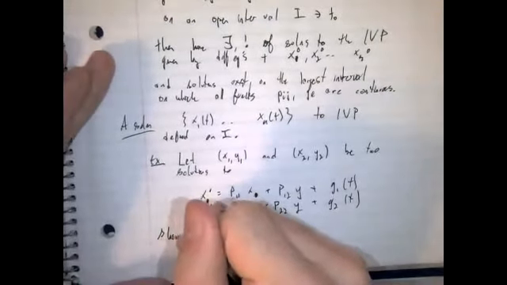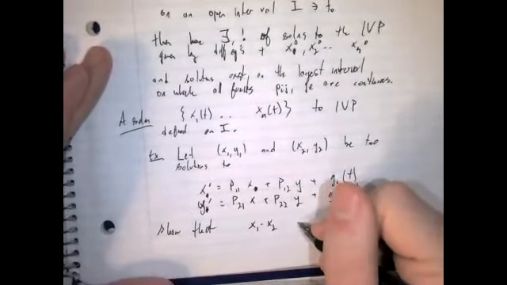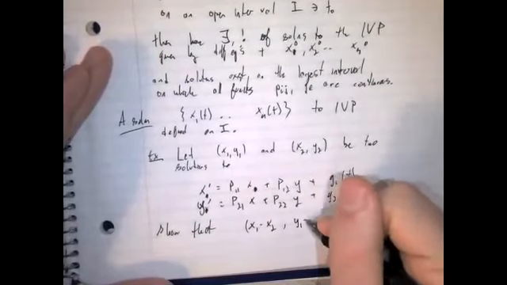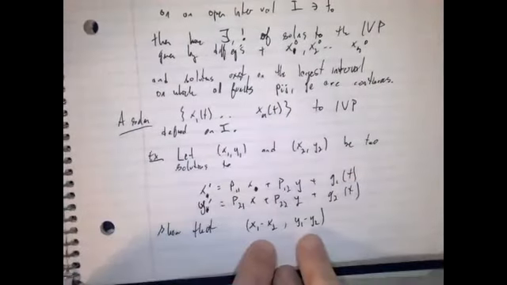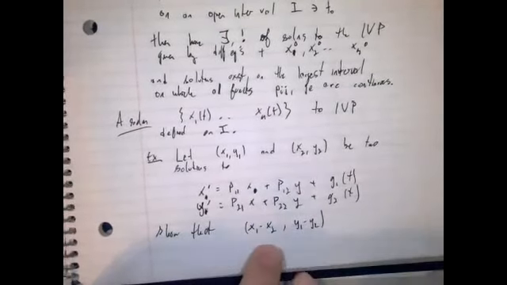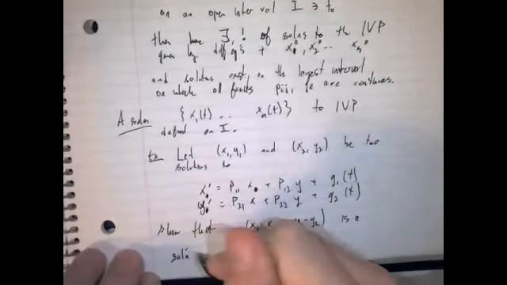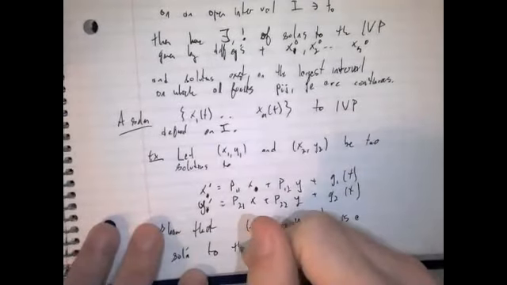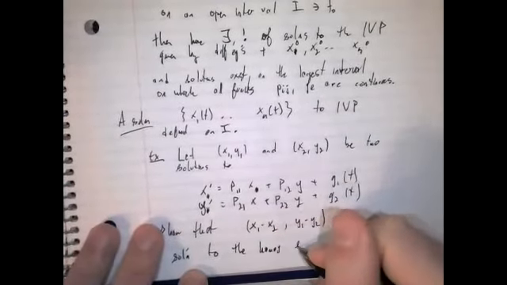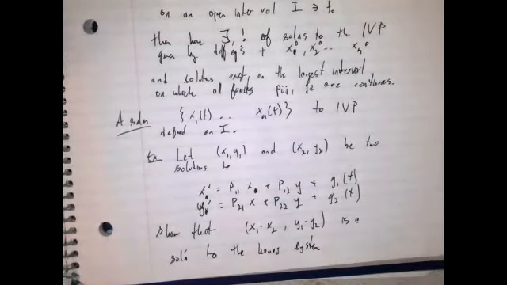Show that x1 minus x2 and y1 minus y2, this is a new pair of functions, which is possibly a solution to this differential equation, possibly not, is a solution to the homogeneous system. Where here, homogeneous system means that I set g1 to be 0 and I set g2 to be 0. So why don't you try to work this out?